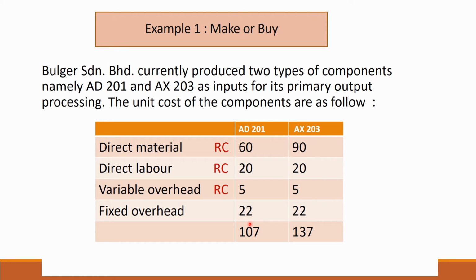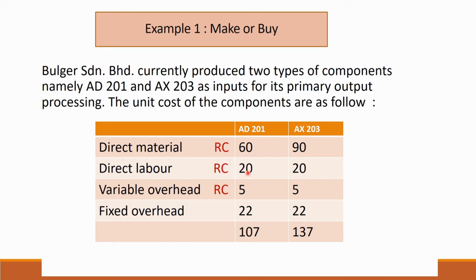Example 1, make or buy. Beja Sendirian Berhad currently produces 2 types of components, namely AD201 and AX203, as input for its primary output process. The unit costs of the components are as follows. So, there are 4 items for cost. Direct material, direct labor, and variable overhead are considered relevant costs. And for fixed overhead, it depends on the situation. Either it can be relevant cost or irrelevant cost.